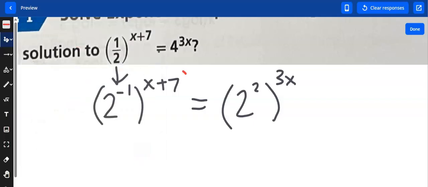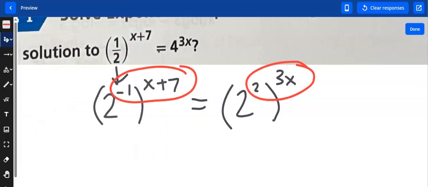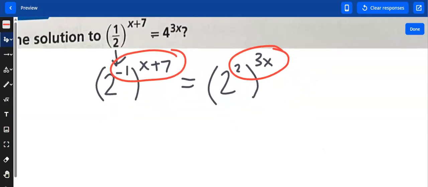What I'm hoping you see is this and this. What do we have on the left circled in red? Come on, folks, what are you allowed to do with the power of a power? Multiply those two things together. What is -1 times x plus 7? Negative x minus 7, that is true. All we did was distribute the -1.